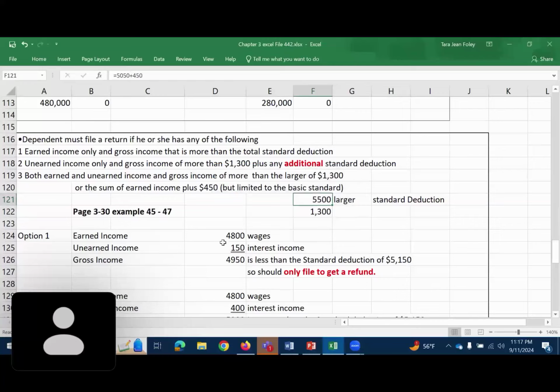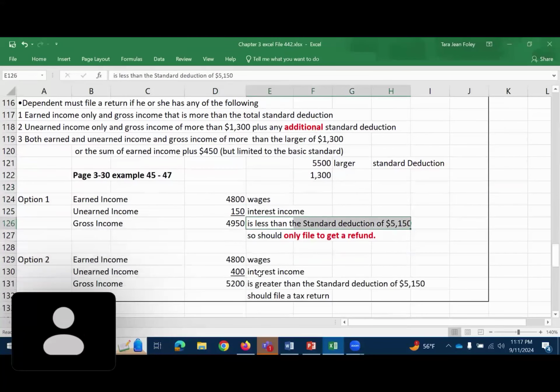So here the wages are $4,800 plus unearned income of $49.50, which is less than the standard deduction of $51.50. So they should only file for a refund. The earned is $4,800 plus $400, so it's $5,200. It's greater than the standard deduction of $51.50. They should file a tax return. Okay.